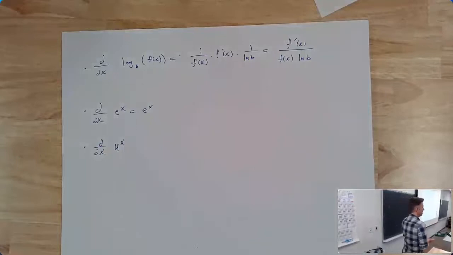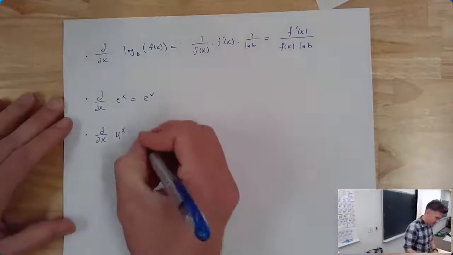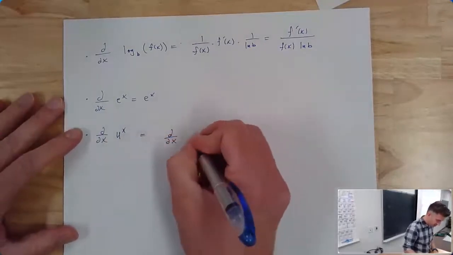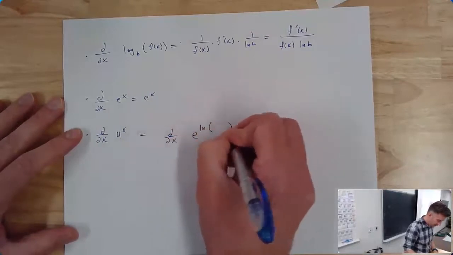I'm going to show you 2 ways just because some people teach it differently and your teacher might do it differently. So here's the way I don't love, but the way that doesn't require implicit differentiation. So the second way we do this will require implicit. So we're going to rewrite this as the derivative of e to the natural log of 4 to the x.